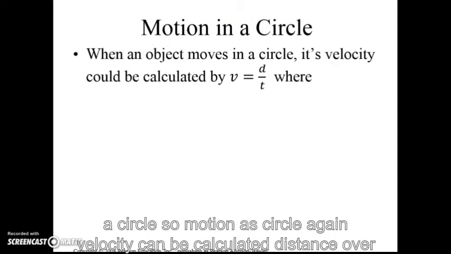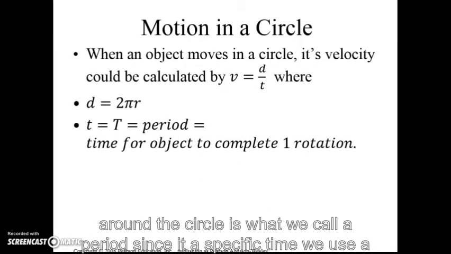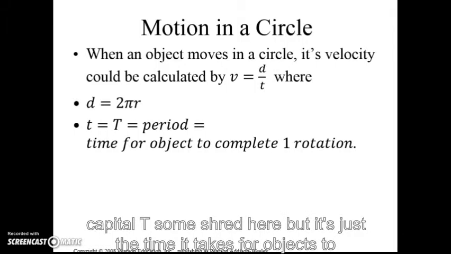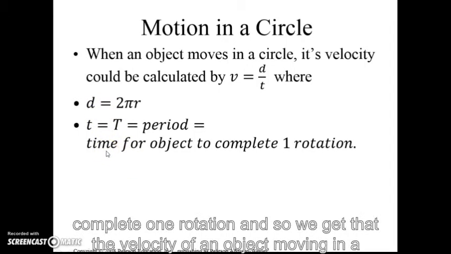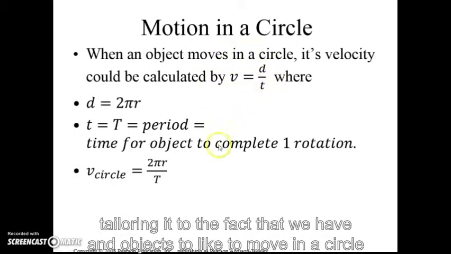So motion in a circle. Again, velocity can be calculated as distance over time, but when you're moving in a circle, the distance is 2 pi r, and the time to go around once around the circle is what we call a period. Since it's a specific time, we use a capital T symbol for that, as shown right here. It's just the time it takes for objects to complete one rotation. And so we get that the velocity of an object moving in a circle is just 2 pi r over big T. Again, it just starts from here. It's just tailoring it to the fact that we have a circle.